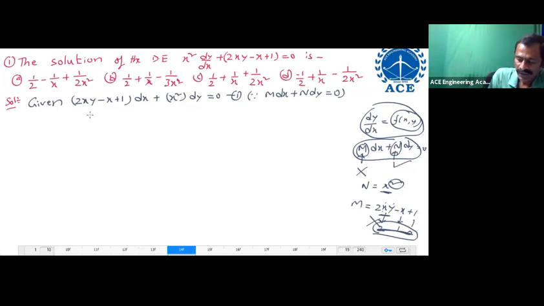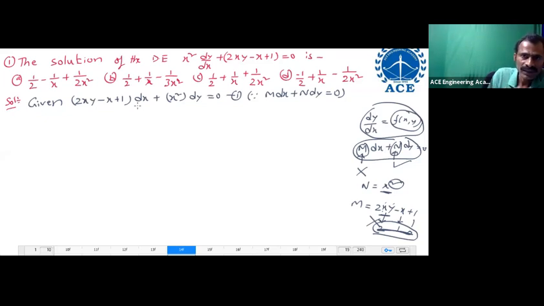N is a homogeneous function. Only when M and N are both homogeneous functions of the same degree can we solve this by the homogeneous method. But here, M is not a homogeneous function, while N is. Because of this non-homogeneous function M, we cannot solve this by the second method also. So we cannot solve this given problem by the first two methods. Then we go to the next method.